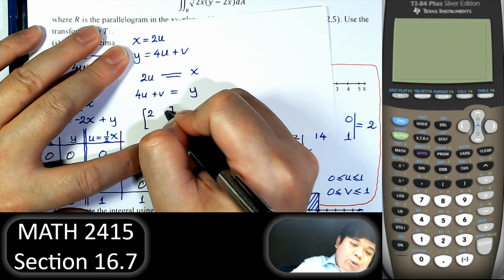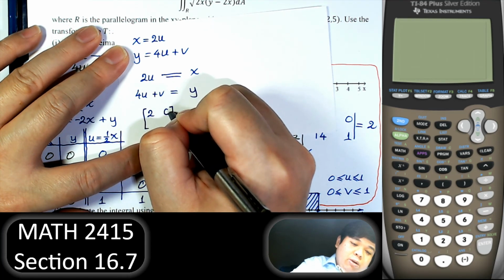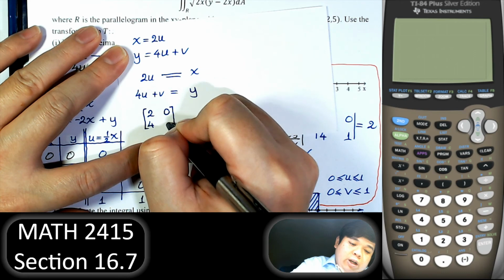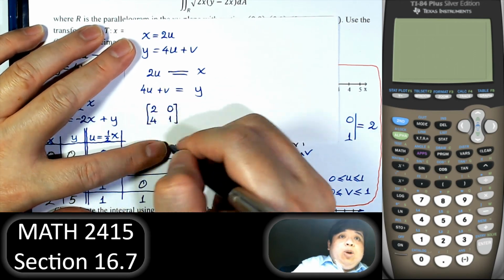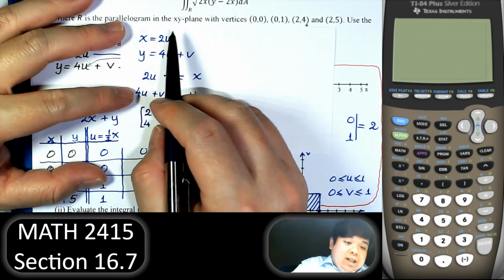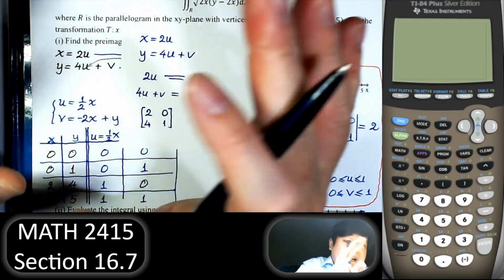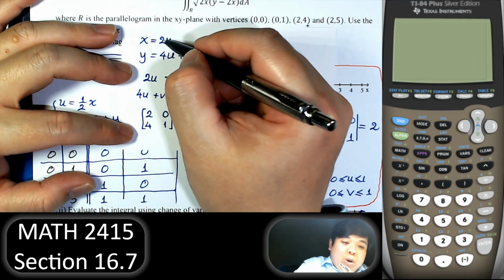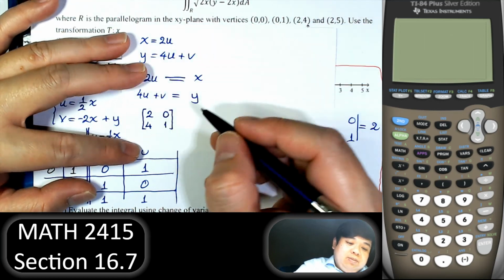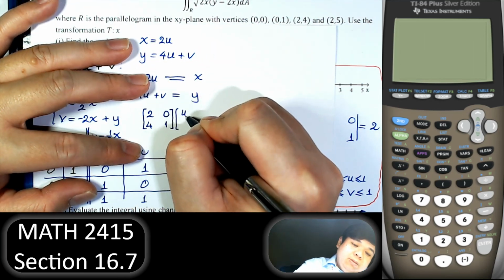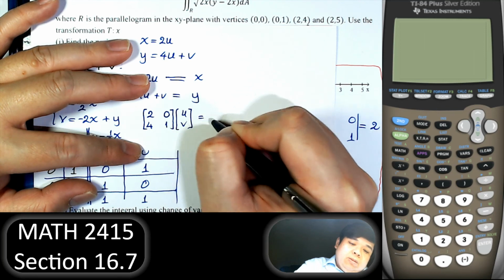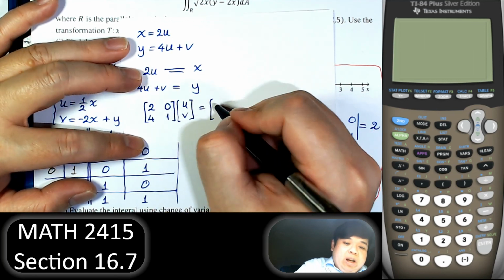Two for u, 0 for v, 4 for u, and 1 for v. And the way I'm doing this only works if it is a linear function. If I have a square, cube, or square root, I cannot do any of that. It only works if we have a linear function. And so in matrix form we can write it like this.